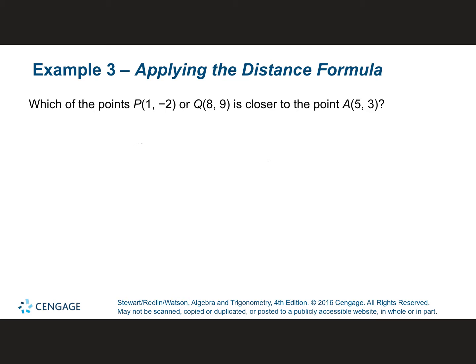You have a random point P, we have a random point Q, and then we have A somewhere else. And they want to know which distance is shorter, which point is closer. Does that make sense? So what we're going to do here to compare is find the distance between P and A, and then the distance between Q and A, and we'll compare.